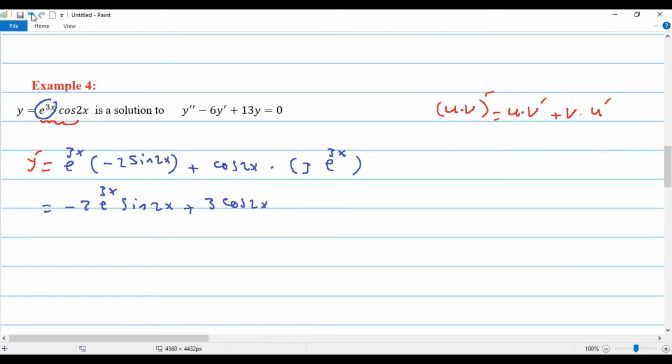We had better write the e before cosine. So I have here 3e^(3x) cosine 2x. Now this is the y prime.